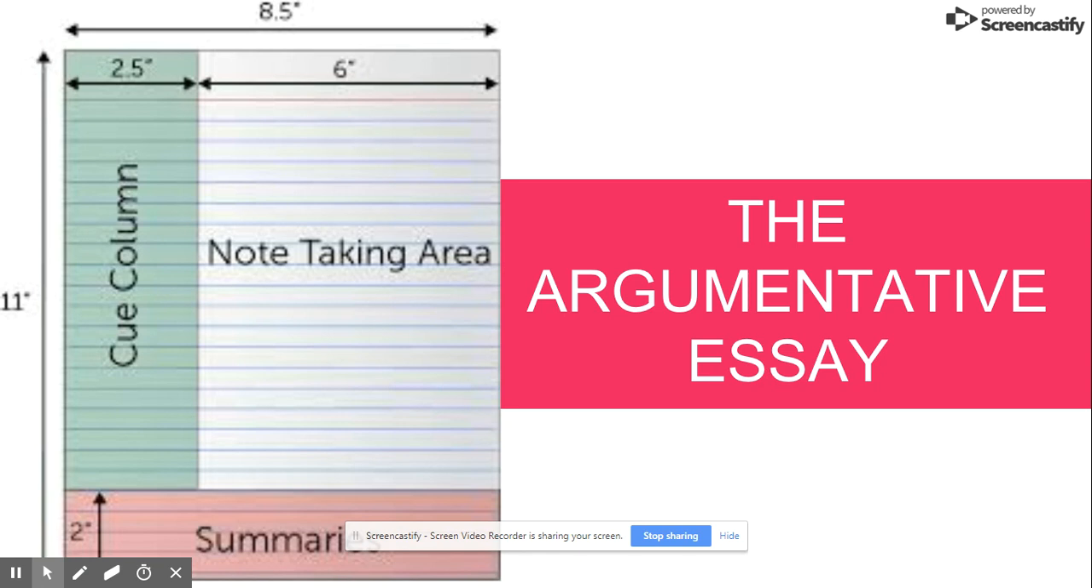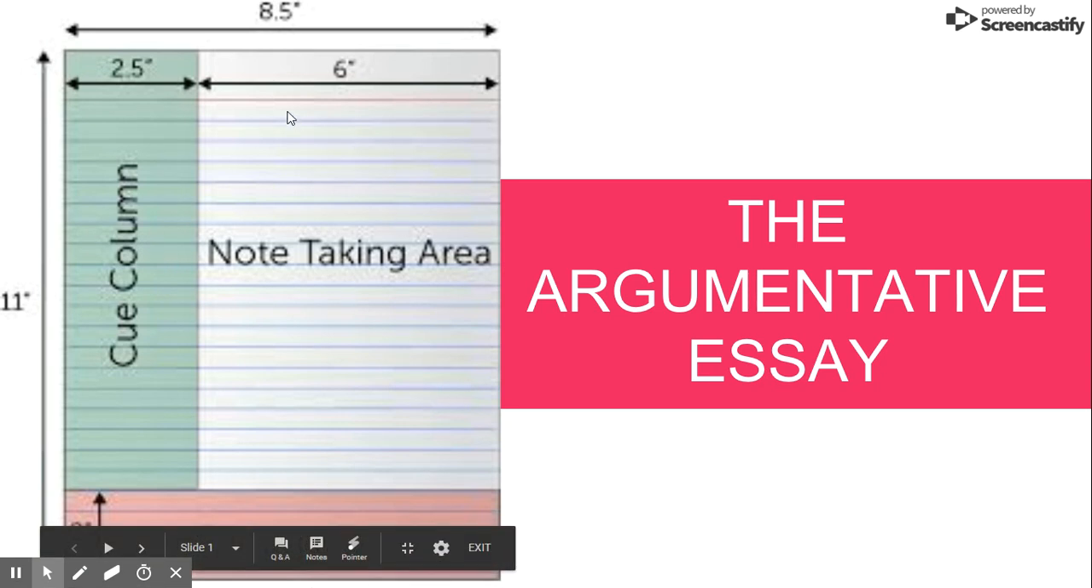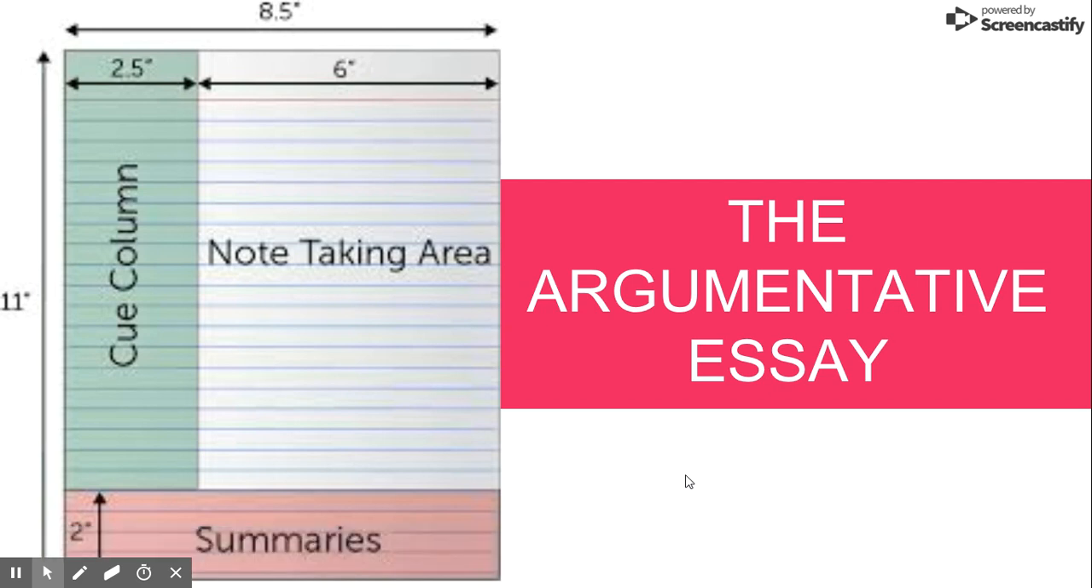Go ahead and pause the video to set up your Cornell notes. Remember, you're taking notes in the note-taking area only. If your notes go onto more than one page, you can continue this line all the way down to the bottom. You're only going to be writing a summary at the end of your notes, and we'll do the RQ essaying with the Q column in class next time I see you.